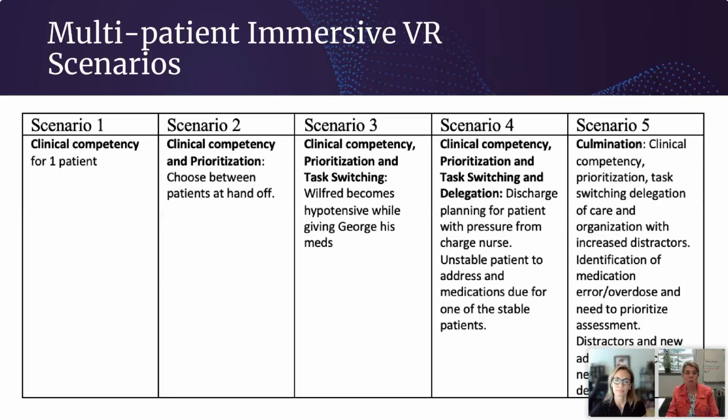Scenario 2, we looked at clinical competency and prioritization. So they had 2 patients. Who did they choose to see first and why? Then when they rolled into scenario 3, we picked up the clinical competency, prioritization, and now task switching. And so when one patient became distressed, what did they do with that patient? When they had another patient they're in giving meds to, were they supposed to just leave them? Did they know they had resources they could call upon? What and how would they respond in this situation?